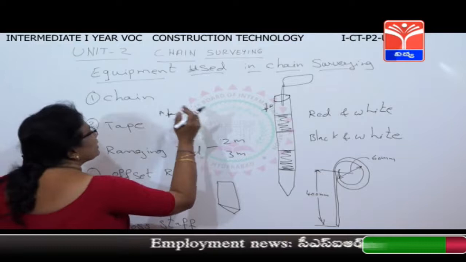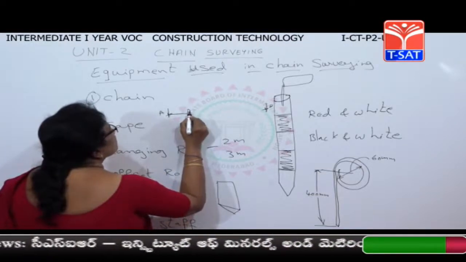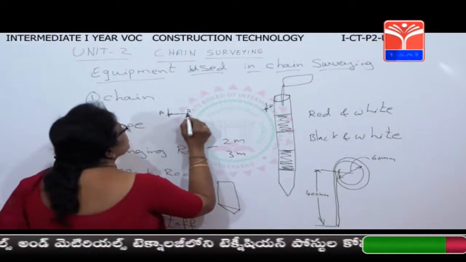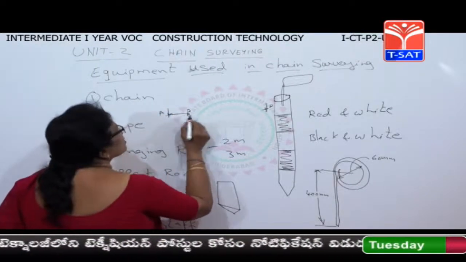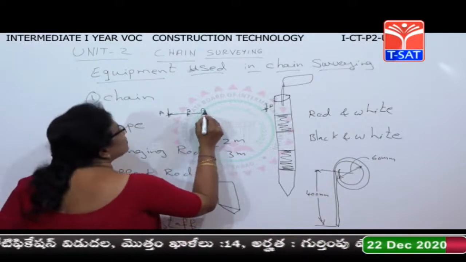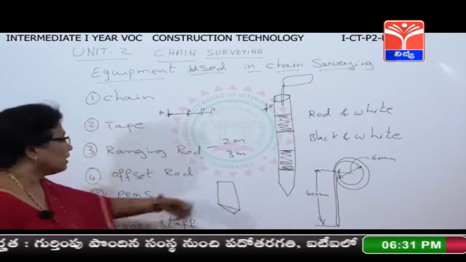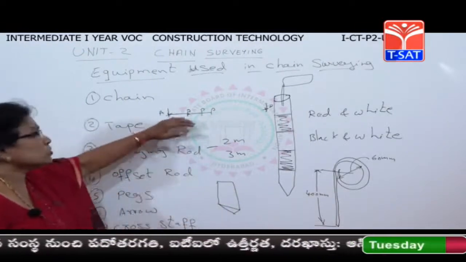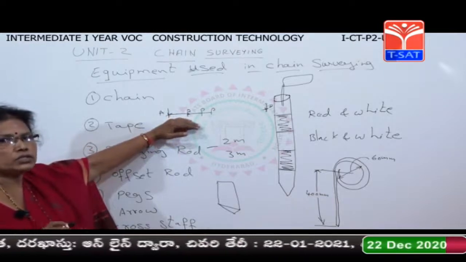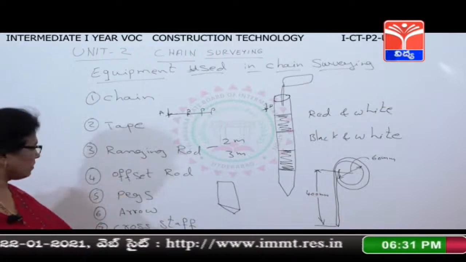So before taking this chain, we will place one arrow here. Then again the chain is pulled. The starting point of the chain is pulled till here and it is continued. Like this, again you will be measuring the distances. So the arrow is used to mark the end of the chain.